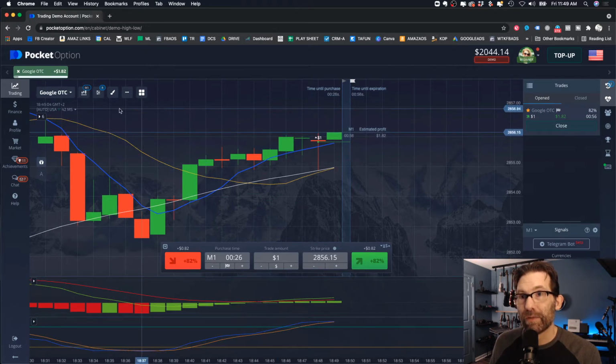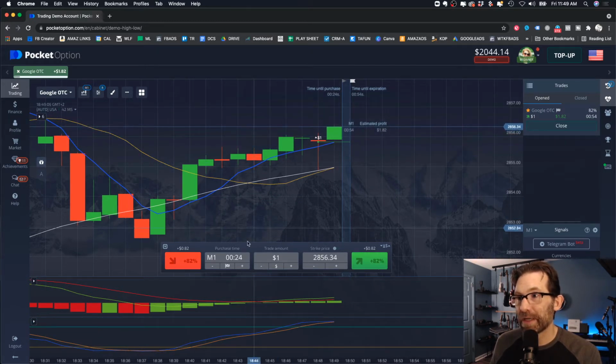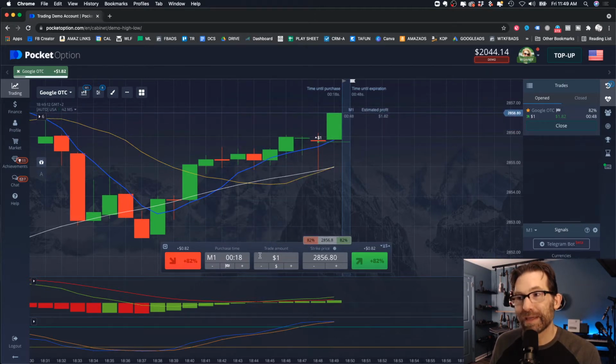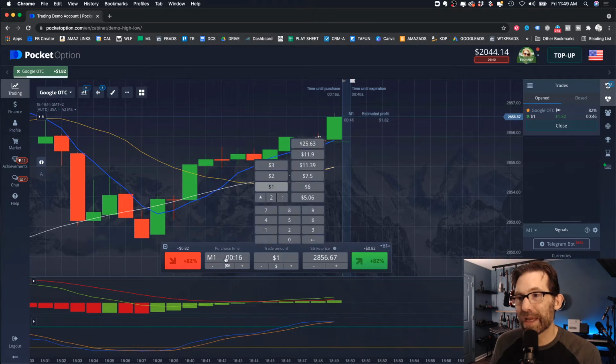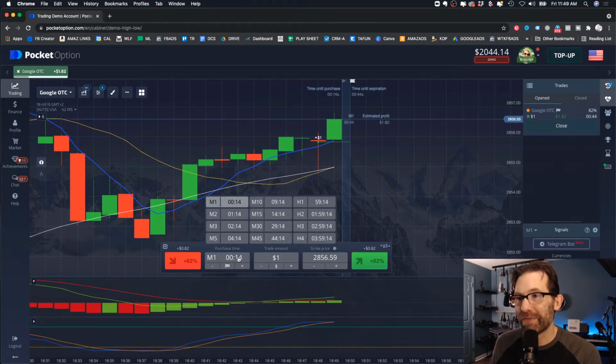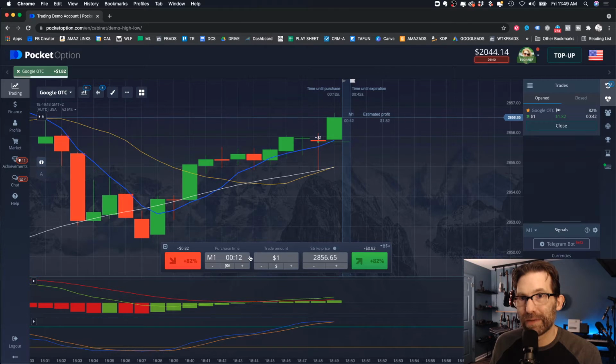On Pocket Option, you click that button, you have your trade amount here, you have your purchase timer here, you have your strike price here. All of this is kind of confusing, but I will break it down for you in very, very simple terms in my step-by-step guide to Pocket Option. I have an online course for that, which you can get in the description.